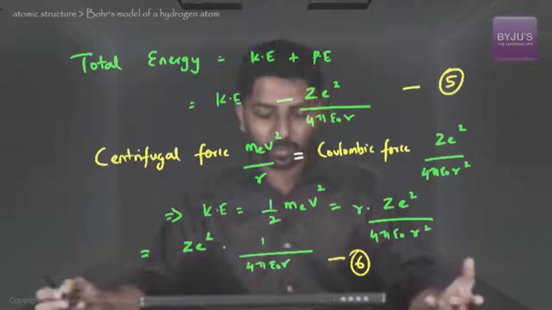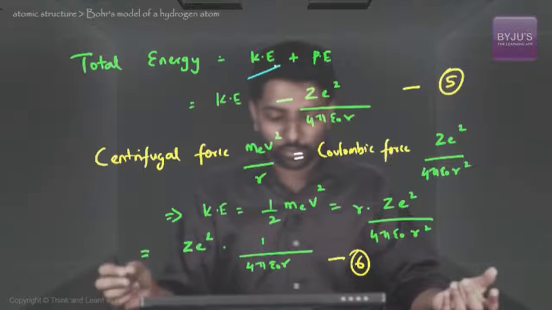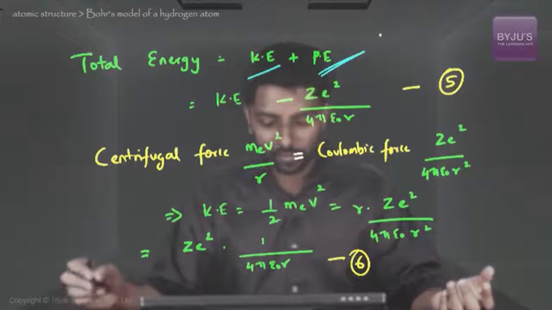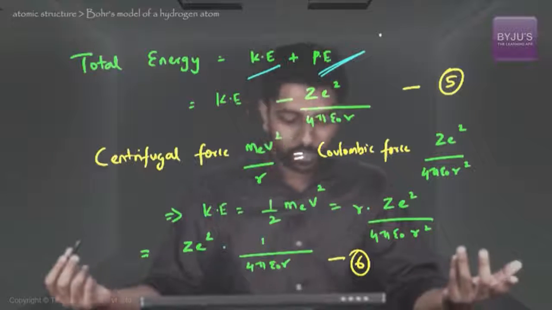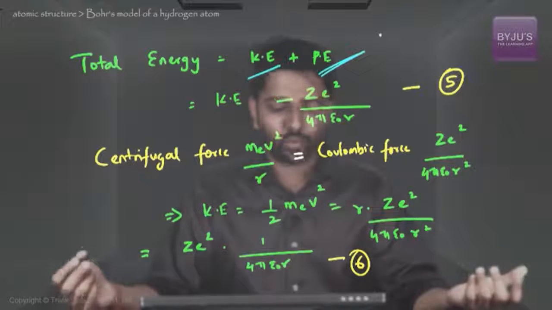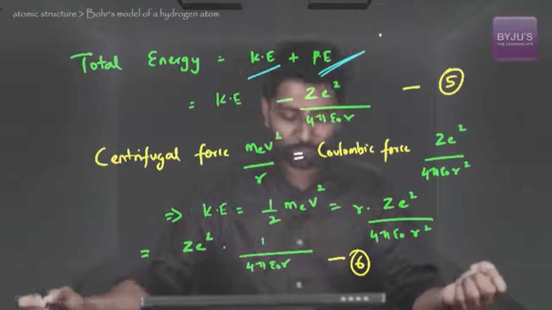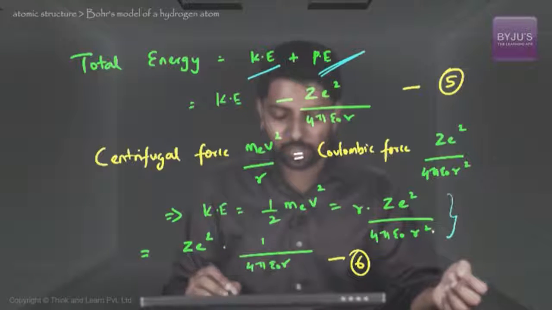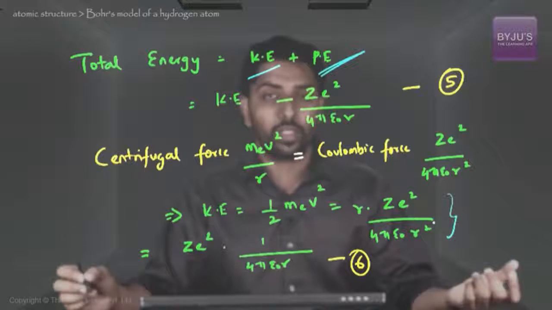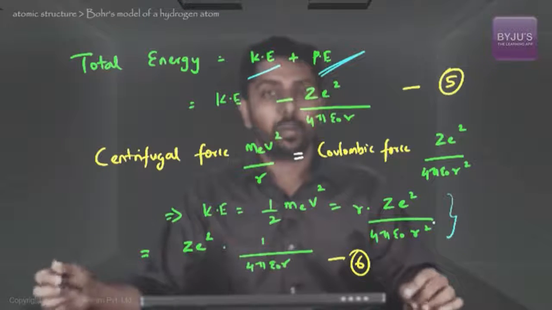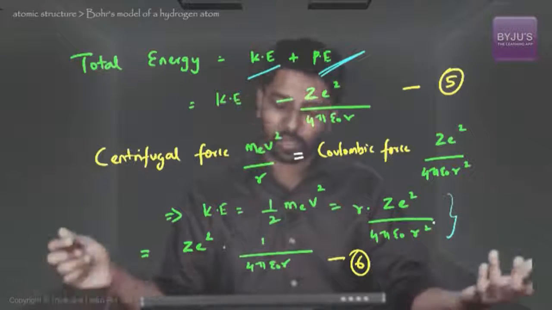So total energy is nothing but kinetic energy plus potential energy. Kinetic energy we already know, potential energy we just derived. So a different aspect of deriving kinetic energy, we could actually do that. We already know that centrifugal force mv square by r equals Coulombic force Z square by 4 pi epsilon naught r square. So from there we can actually derive an expression for half mv square, or you can use the expression for velocity, square it and multiply it with half, and multiply the obtained product with the mass of an electron to get half mv square.